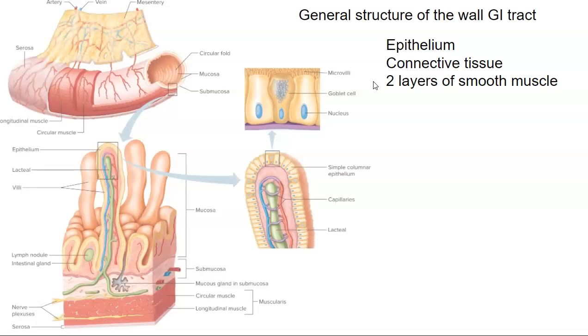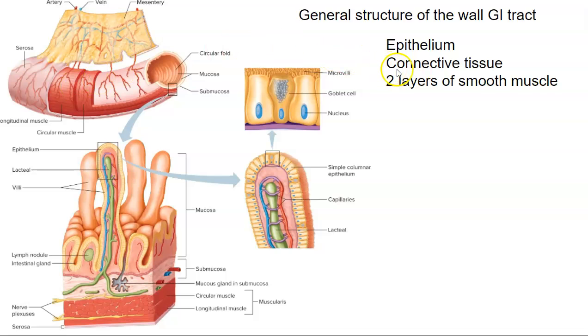Let's look at the general structures of the wall of the GI tract. We have epithelium, connective tissue, and 2 layers of smooth muscle. Let's first look at the 2 layers of smooth muscle. So we have a longitudinal layer that runs the length of the lumen, or the lumen is like the open part, the length of the tube. And we have circular muscles that run in a circle around the tube. So between the 2 of these will contract and they'll push food along the digestive tract.